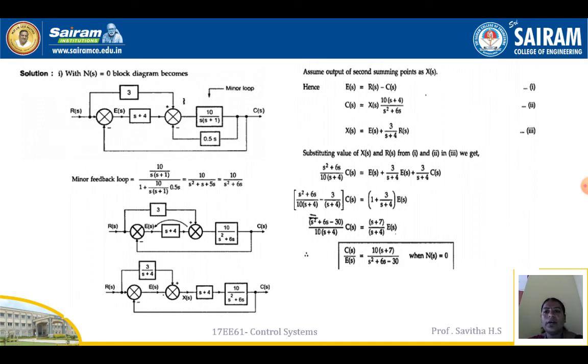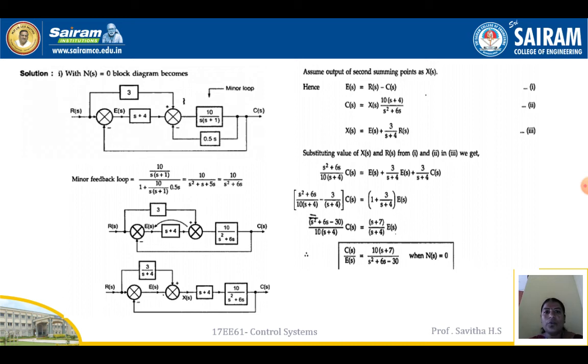The block diagram becomes 10 into s plus 1 divided by 1 plus 10 divided by s into s plus 1 into 0.5 s. Therefore, 10 divided by s square plus 6s. So the two blocks are replaced by 10 divided by s square plus 6s. Then shifting. Next step, we are shifting the summing point before the s plus 4 block. So again the reduced block diagram is written.